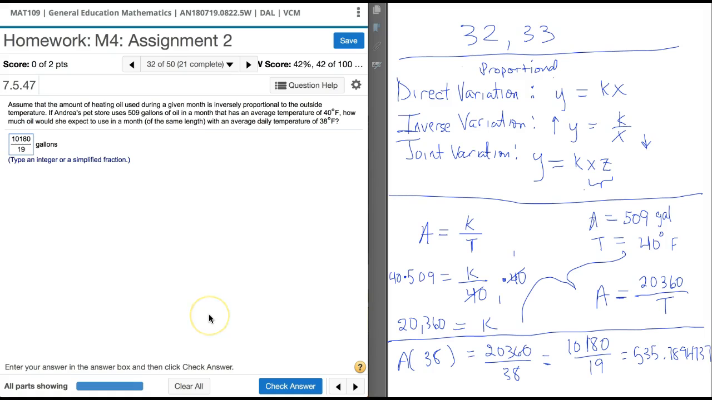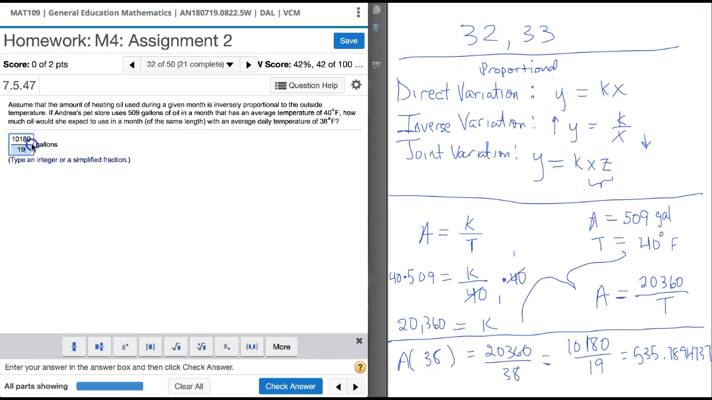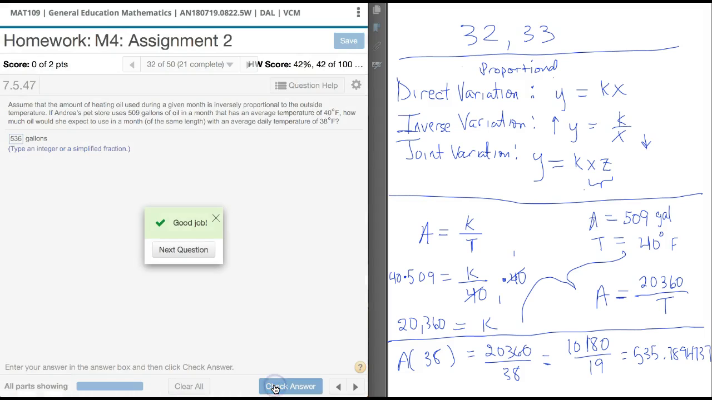All right, so what I think I'm going to do here is I think these instructions aren't correct. They're telling us to type in integer or simplified fraction, but they also need to tell us that we need to round if that's the case. So if we round to the nearest integer, we should get 536. And I believe that may be what they're looking for here. Yeah, okay. So these instructions here are incorrect.